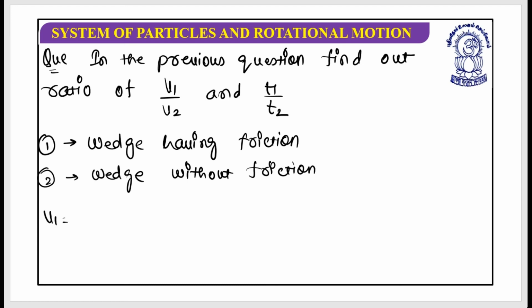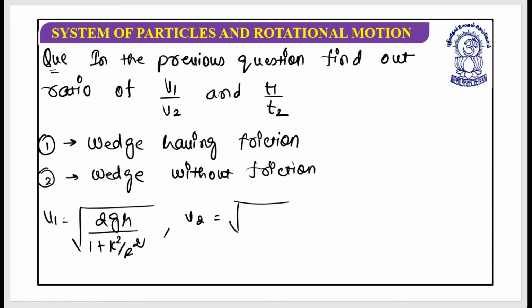When I write v1, that equals root of 2gh upon 1 plus k square by r square. And when I write v2, without friction, that means it will have only the sliding motion, that is only the translatory motion. This v2 can be written as root of 2gh.